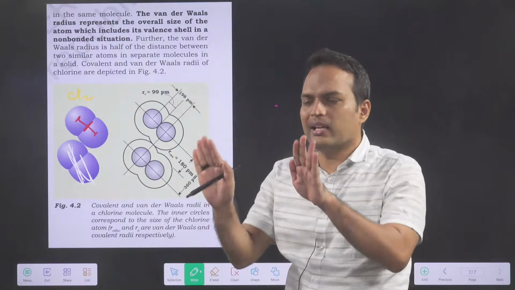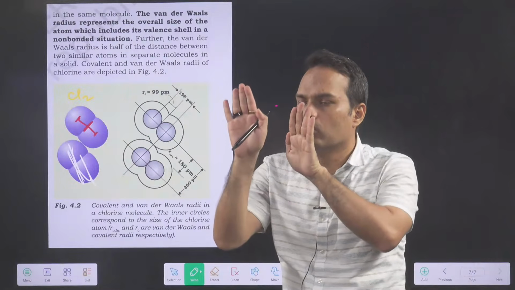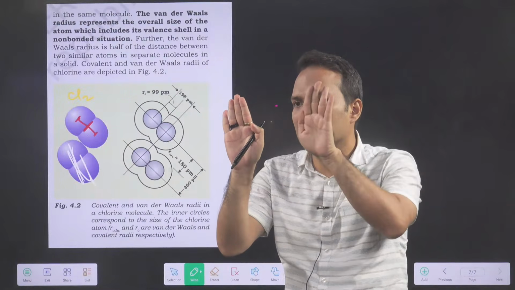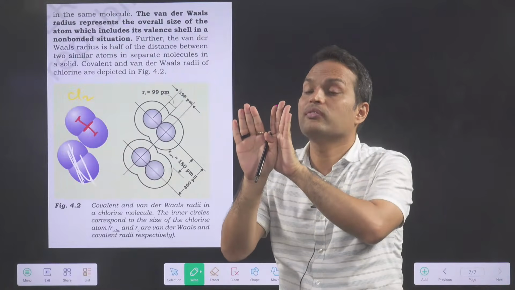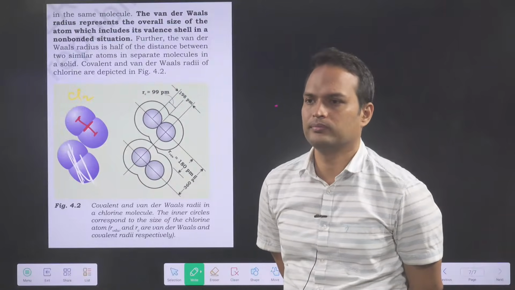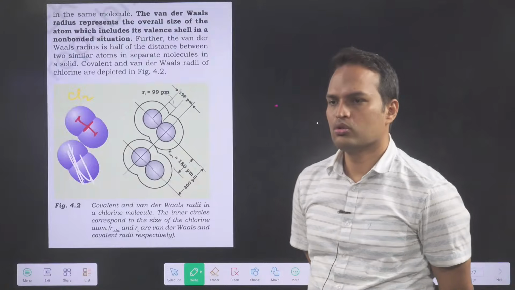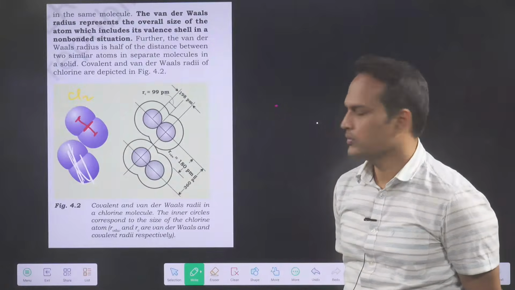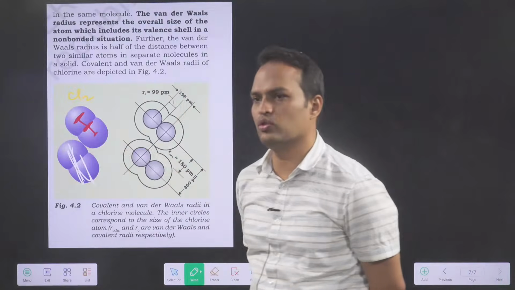So you think like this: when a covalent bond is formed, then core touches the core. One atom's core touches the other atom's core, and you are measuring the distance of the core. Radius, covalent radius. Are you able to get it? So covalent radius, what is there? This much is the covalent radius. This is the covalent radius which you will get.